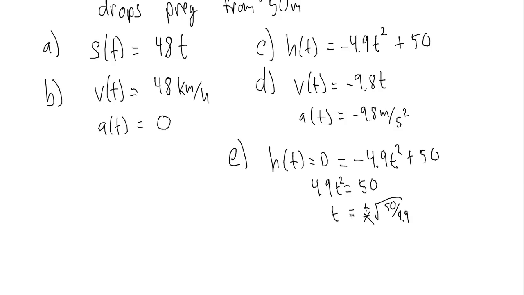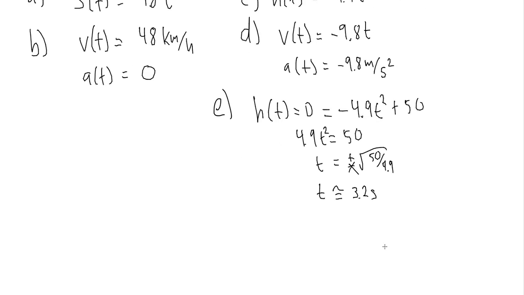So I'm going to get the square root of 50 divided by 4.9, and that gives me roughly equal to 3.2. So t is roughly equal to 3.2 seconds.